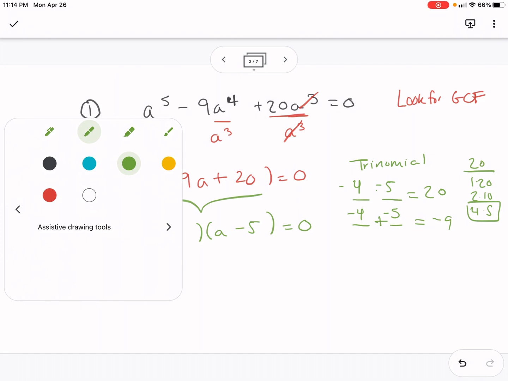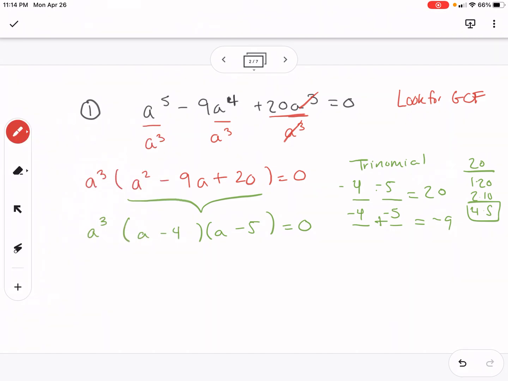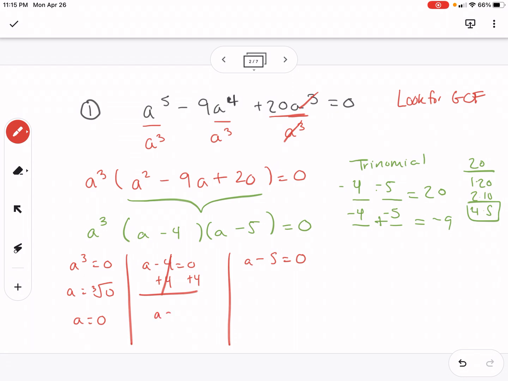So your last step is going to be to solve. And the way you do that is you just set each factor equal to 0, and then solve them individually. So here, we would do the cube root of 0, which is just 0. The opposite of -4 would be to add 4. Here, the opposite of -5 would be to add 5. So my solutions are 0, 4, and 5.